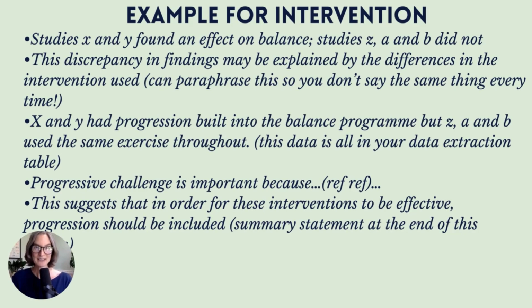It could be that X and Y had progression built into the balance program, but Z, A and B used the same exercise throughout. And this is all coming from your data extraction or your study characteristics table, whatever you want to call it. You could say something like, progressive challenge is important because, and so on. Add your references. This suggests that in order for interventions to be effective, progression should be included, and then you could have a summary statement at the end of that paragraph. So that's an example on intervention.